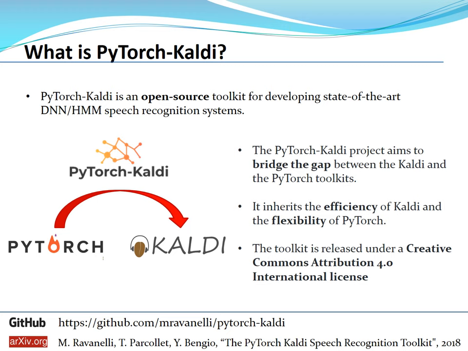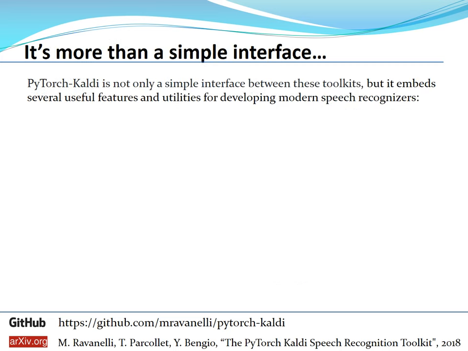We developed PyTorch-Kaldi in order to bridge the gap between the Kaldi and the PyTorch toolkits, hopefully inheriting the efficiency of Kaldi and the flexibility of PyTorch. The toolkit is open source, so everyone can modify it, redistribute it, and contribute to this project. It's mainly intended for research purposes, but can be used for both commercial and non-commercial purposes. You can find the code in the repository link below, and you can also find the paper, which is now on arXiv.